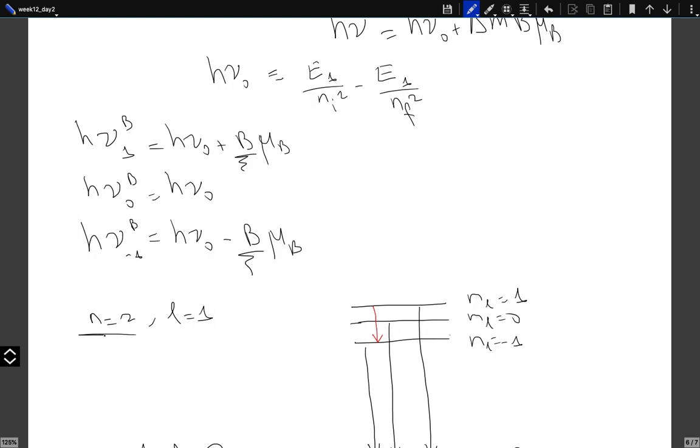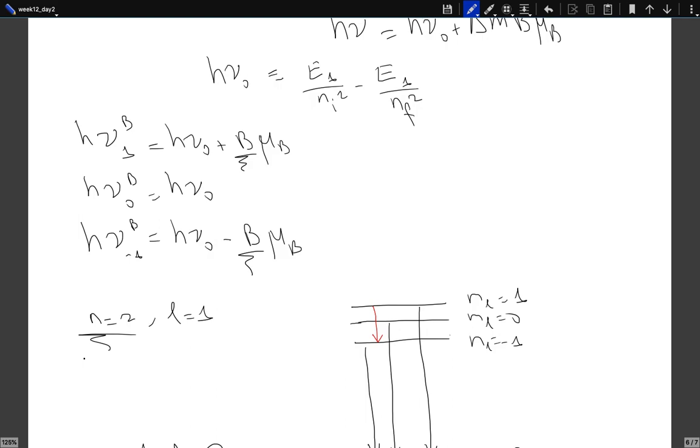They are all n equal to 2. In the absence of the magnetic field, their energies will be equal. In the presence of the magnetic field, the energy levels will split. But let's continue. Is this possible?